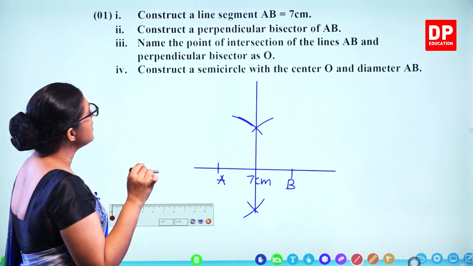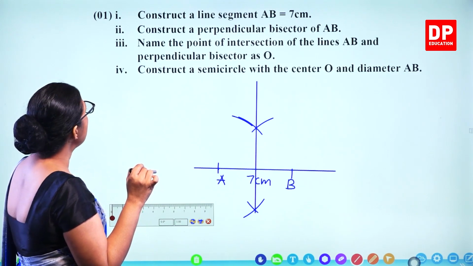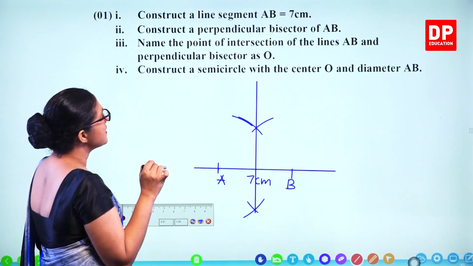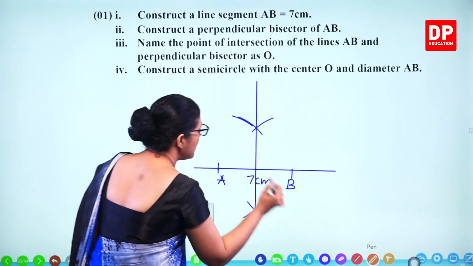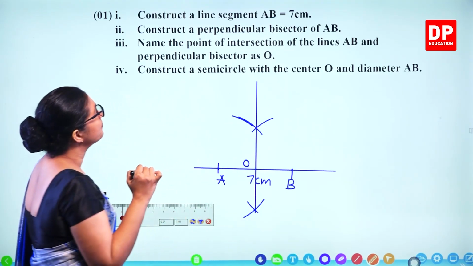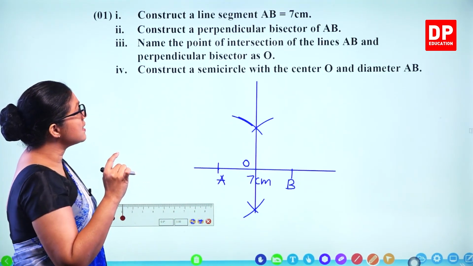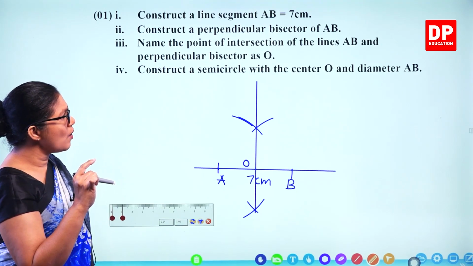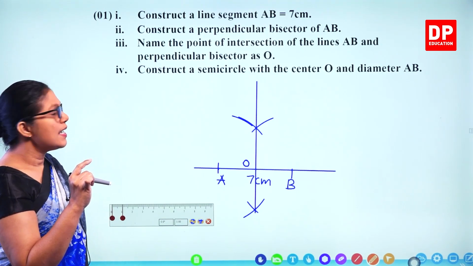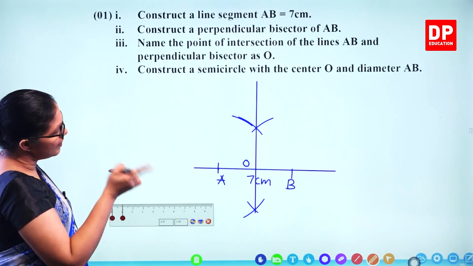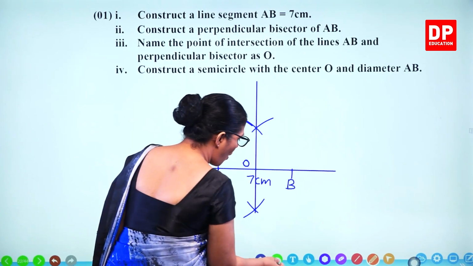Name the point of intersection of the line AB and the perpendicular bisector as O. So that means this point is O. Construct a semicircle with the center O and diameter AB. So you can use either the upper part or the bottom part.